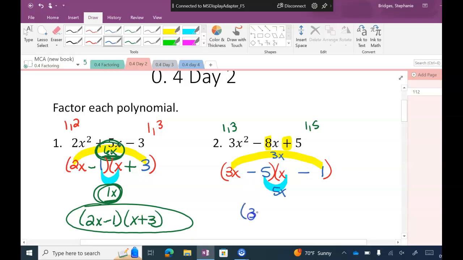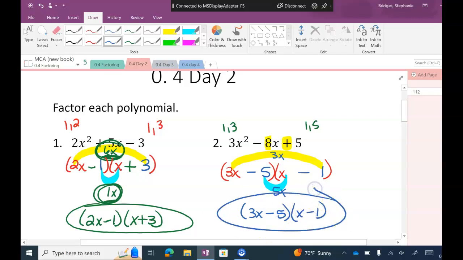Okay, so I'm just going to rewrite it so it looks a little bit nicer. So my factored answer is going to be 3x minus 5 and x minus 1. Now I'm going to do it the other way so you can see that. And you can decide which one you like better. That is completely up to you.